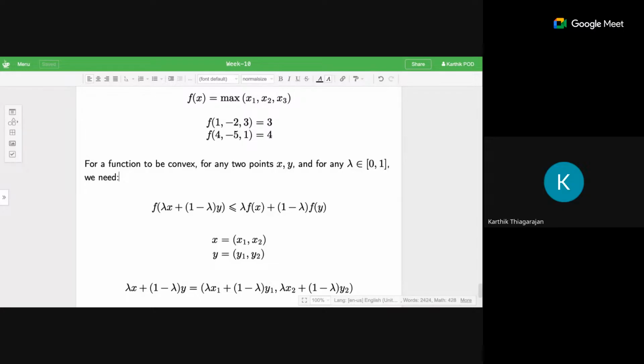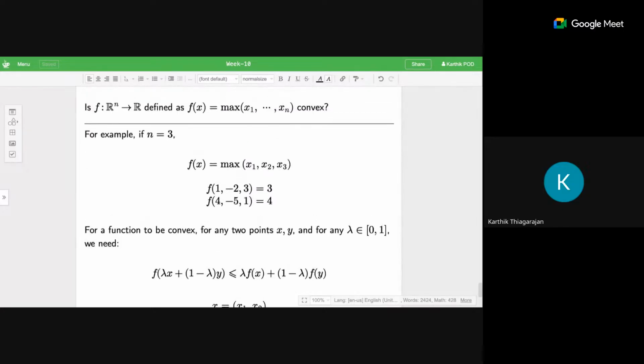Okay, did everyone get the idea why this is convex? Okay, right. So that is all I had. Now, any questions? Anyone? Any other questions?